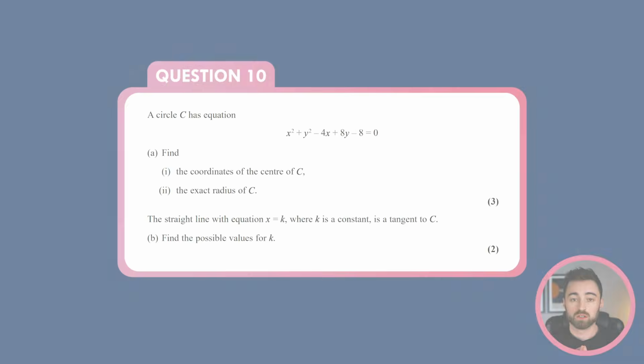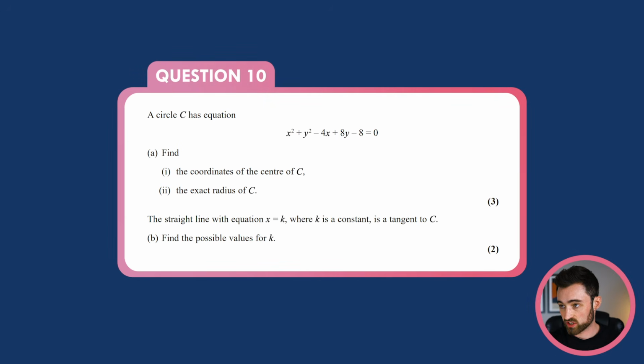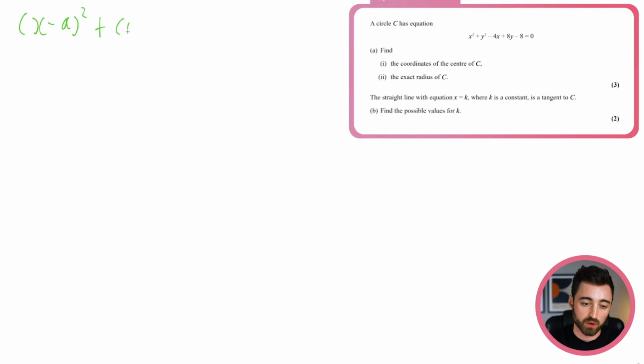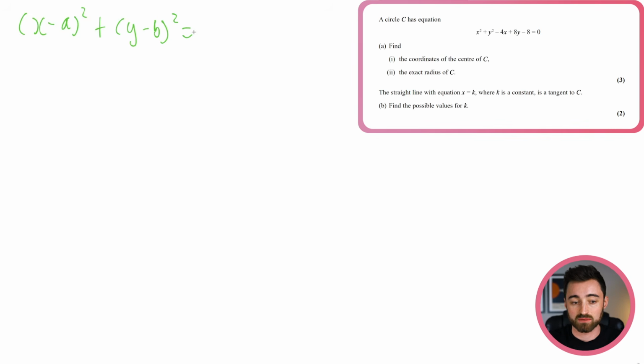That's done! Question 10. A circle C has equation x squared plus y squared minus 4x plus 8y minus 8 is 0. Find the coordinates of the centre and the radius of the circle. Okay, so in general, the nice equation of a circle is x minus a squared plus y minus b squared equals r squared. This is nice because if a circle's in this form, we can just read off the centre, which is (a, b), and the radius, which is r. So if we can get this thing here into this form, we're laughing.